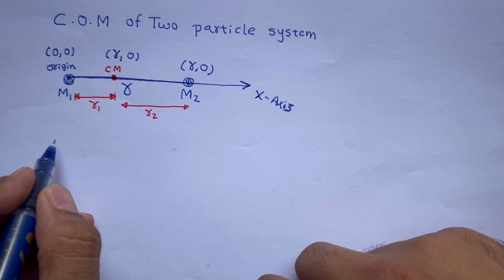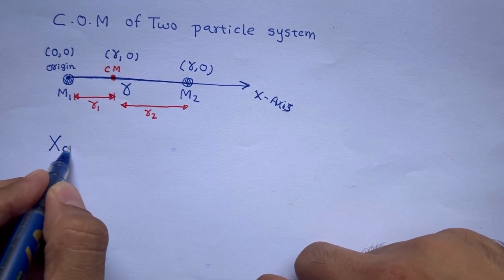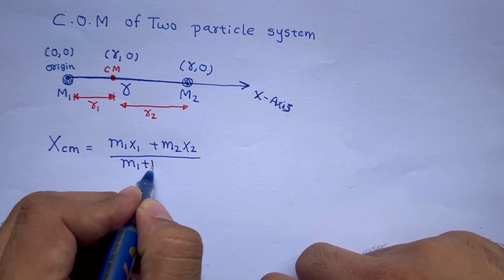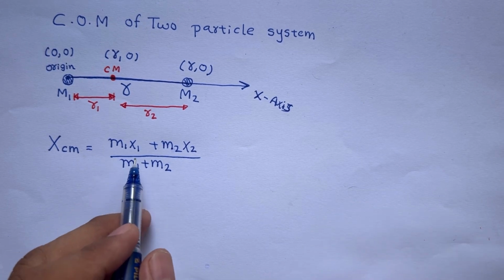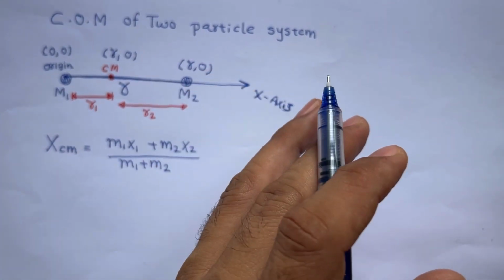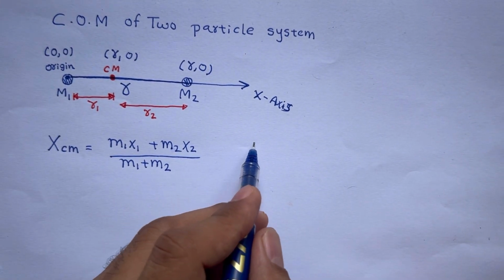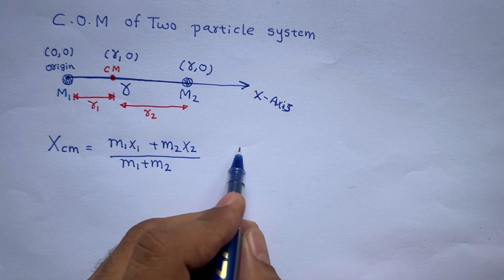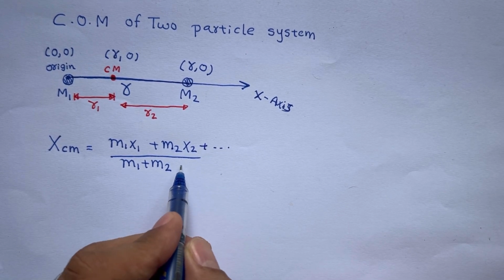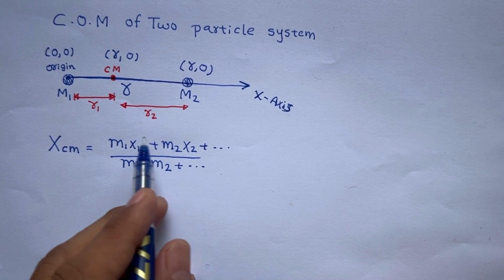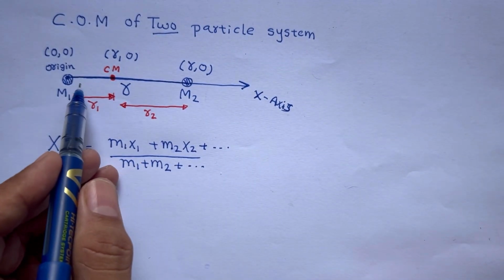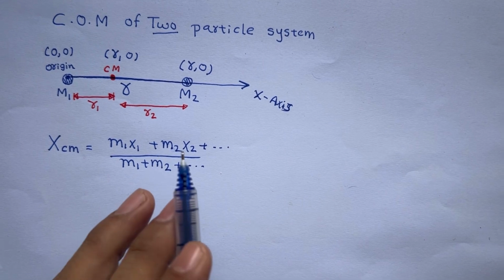Now, we all know one formula, the center of mass formula. Suppose many particles are there. Let's say a third particle is also there, M3, M4. So this formula can be extended to n number of particles, plus M3 X3, plus M4 X4. We can continue this formula for any number of particles. But since here it's only two particles, M1 and M2, I will write this formula only up to M2.